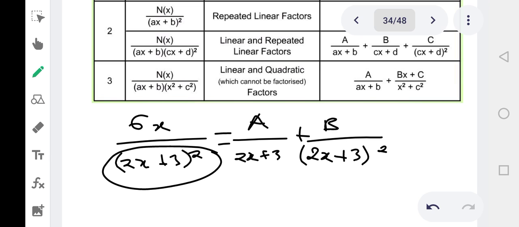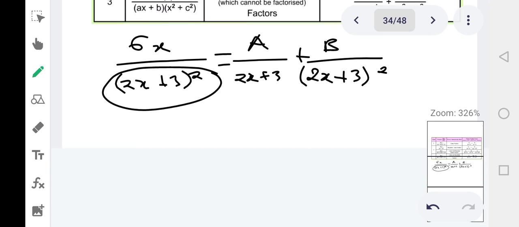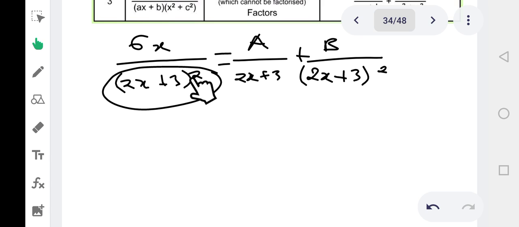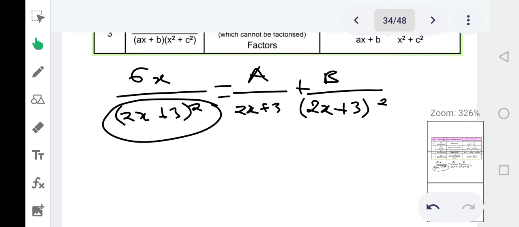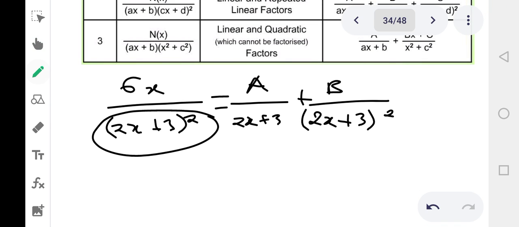squared, like that. Now imagine if the power was 3, we would have added another term and said plus c over 2x plus 3 to the power 3. If the power was 4, we would have continued in that manner. That's the way it goes.